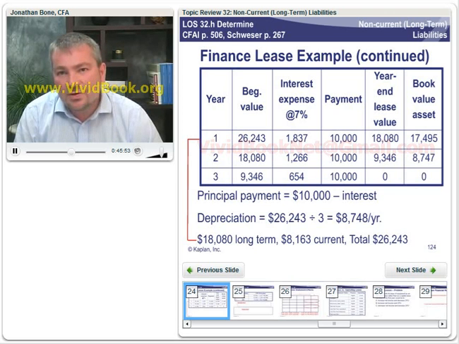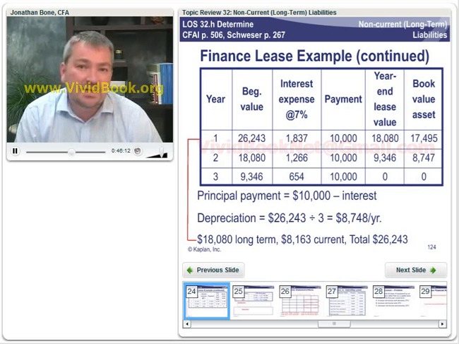Now again, you should be aware that you can do this on the calculator. If you've got N as 3, I/Y as 7, and payments of 10,000, then you compute your present value, and we've got 26,243. Then you can go second function and use the amortize button above the present value button, and you'll get P appearing on your screen.